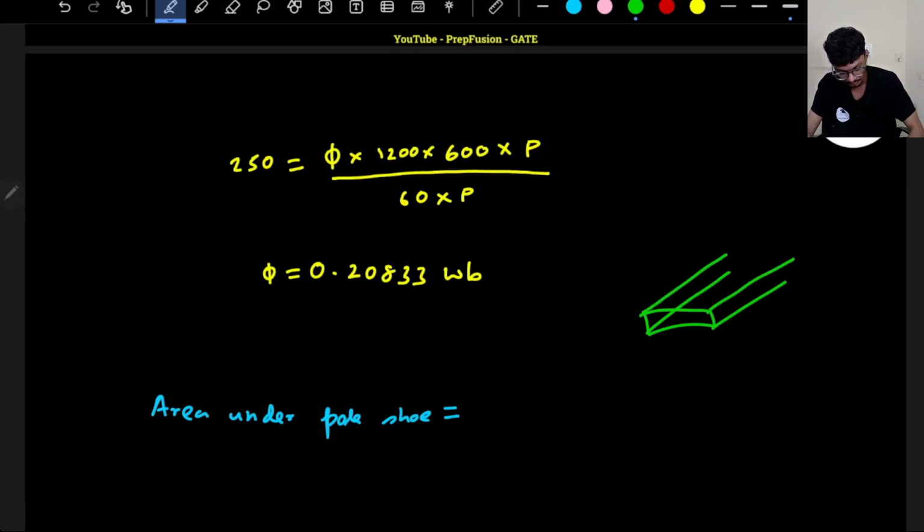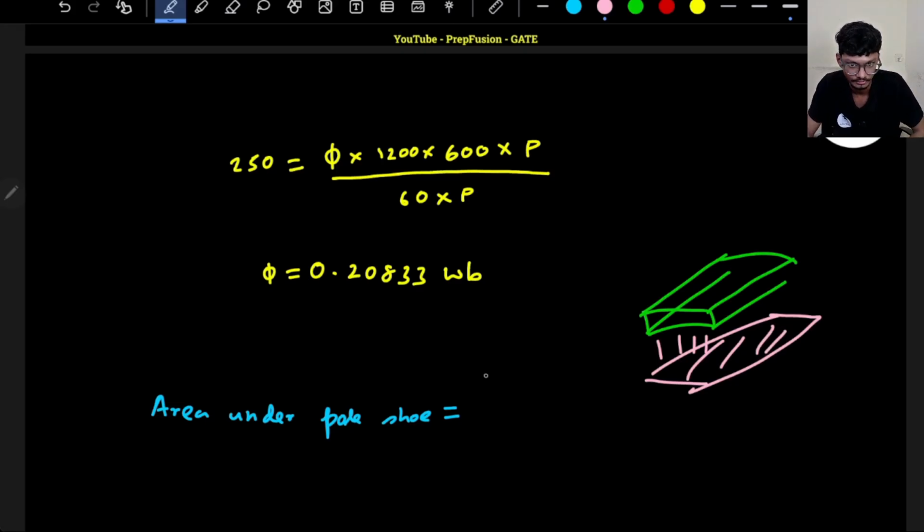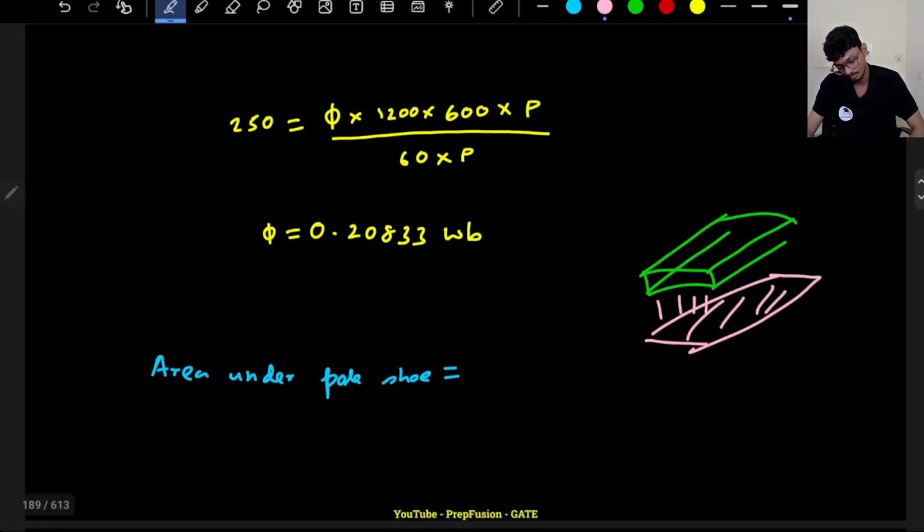So can anyone tell me how much area this will actually cover? How do I show it? Basically all the flux lines will come here, right? So how much area is it actually covering? How do I know how much area it is covering?